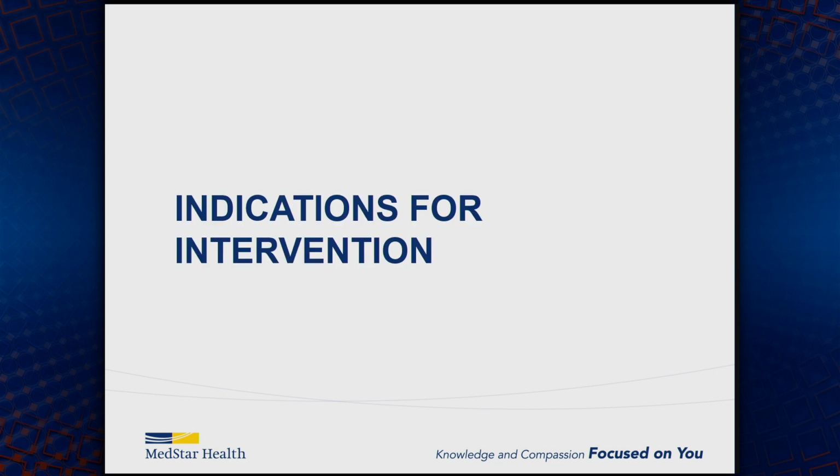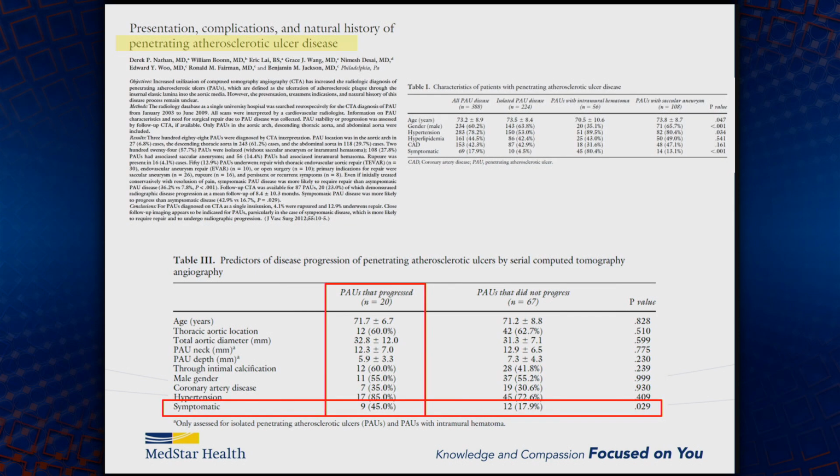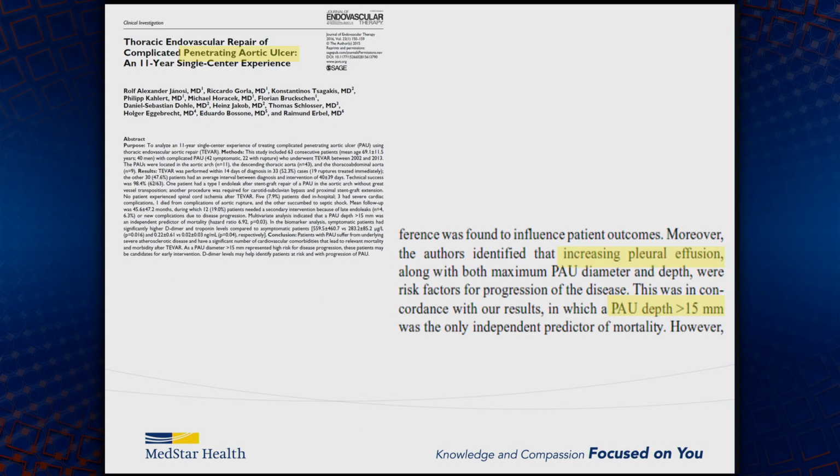In terms of indications for intervention, that's really the million-dollar question. What do we do with these? There's so many of these that come in, and it's really unclear whether to move forward and try to treat them or actually to just watch and observe. This is a paper that we put together, and you can see that we looked at a whole bunch of different PAUs, and the one thing that would predict progression of the PAU was a symptomatic state. And I would suggest and put forward that if someone comes in with a PAU that's symptomatic, it would almost certainly warrant intervention.